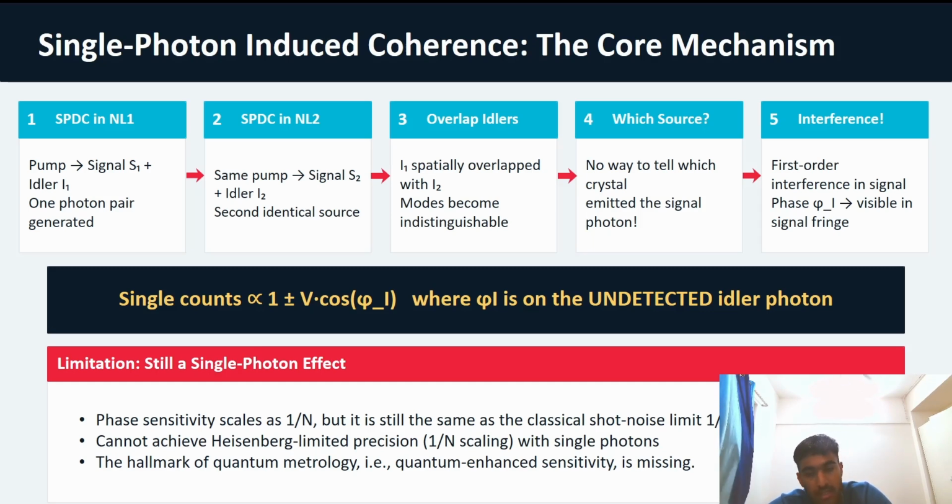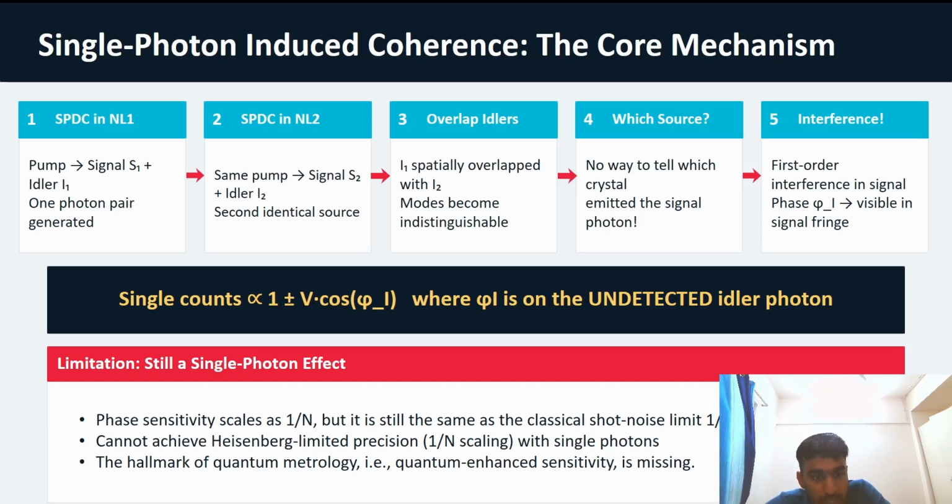When we observe the signal photon at the single photon level, the signal counts are roughly proportional to 1 plus or minus V times cos of the phase that is accumulated in the idler, the undetected photon, which we do not detect. Phi I is the undetected idler photon phase.